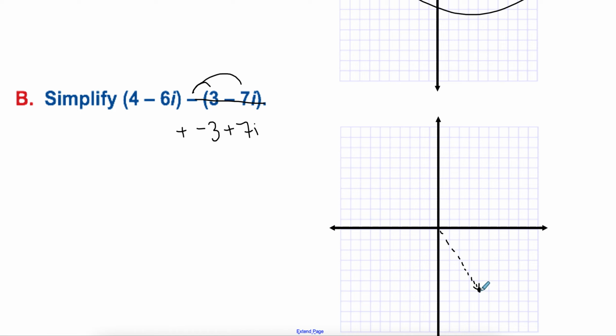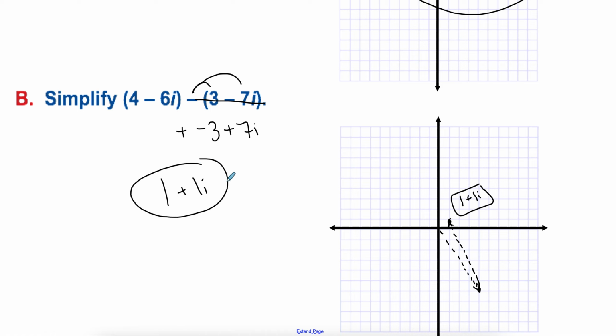Now we have to do the other one. So we go 1, 2, 3 left. 1, 2, 3, 4, 5, 6, 7 up. And we finish out right there. Let me draw that arrow to that one. And that is 1 plus 1i for that final point. Okay, and if we go back here, look at this. 4 minus 3, 1. Negative 6 plus 7, positive 1i. You get the same thing. Okay? If you're told to do it graphically, this is what we have to see.